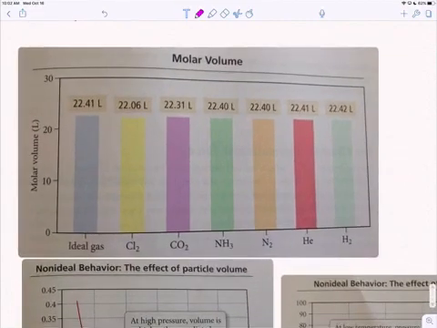So let's talk about real gases. I'm not going to test you on this stuff. This stuff is no longer fair game.